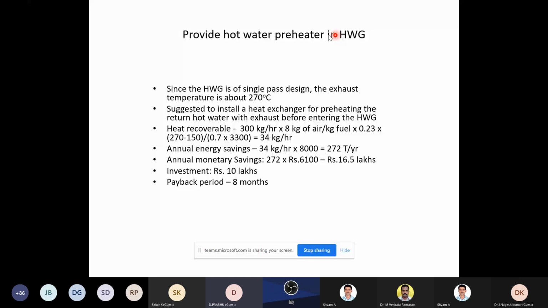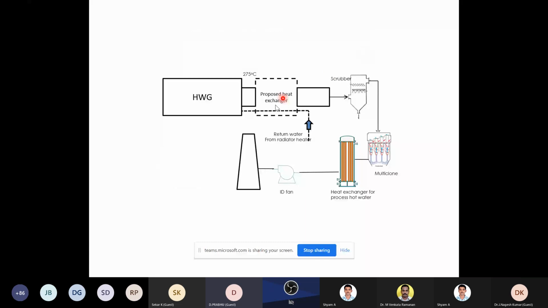Before it reaches the generator, you have one more heat exchanger in the exhaust. So like what we have here. The hot water generator. So briquettes are fired. So the flue gases go through like this. Then there is a scrubber. And then there's a multi-clone for the dust. And finally, okay, here we are putting up a heat exchanger. Then you have an ID fan.